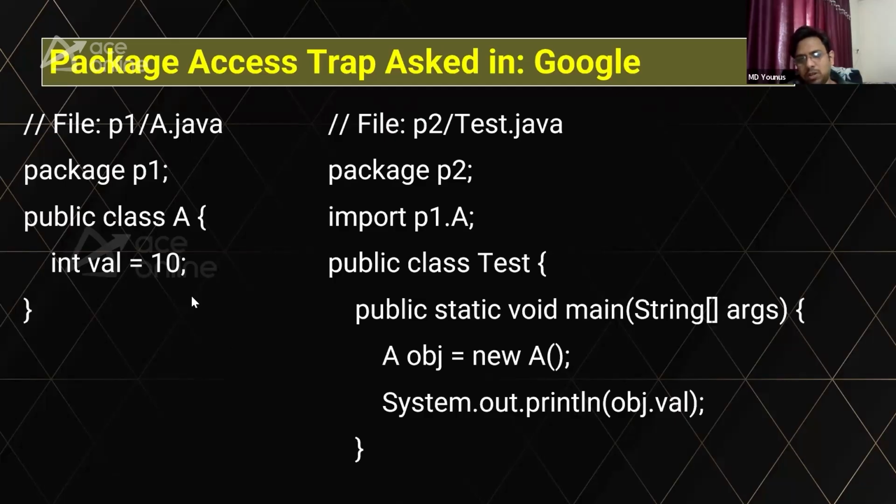Yes. Why? Because the variable is default. As the variable is default, can I access it in other packages? That's what we learned. Even though the class is public, if the variable is default, I cannot access it in other packages. So those who said it will print 10, you all agree that now it will not print 10 because the variable is default.